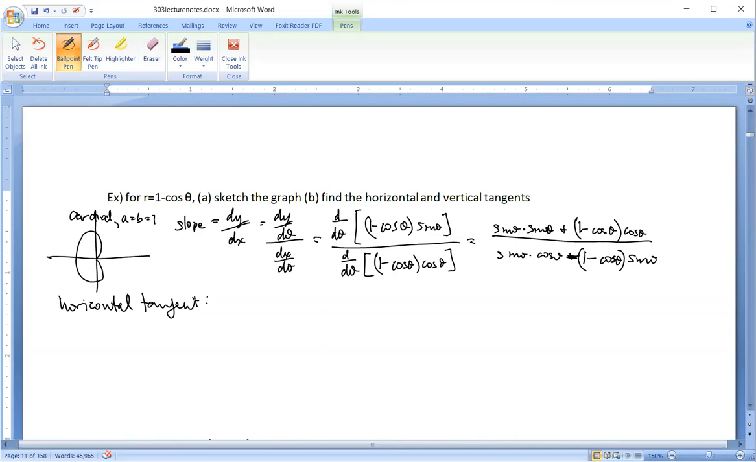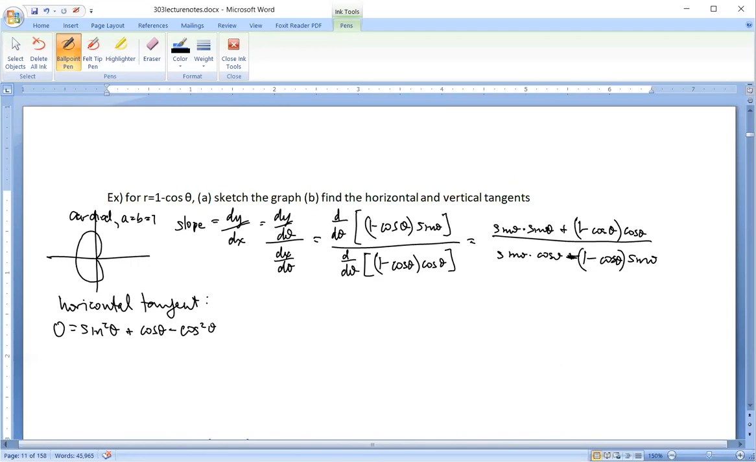Horizontal tangent, we need the numerator to be 0. So you get sine squared theta plus a cos theta minus a cos squared theta. That's your numerator, and that's got to be 0. Okay. So how can we solve this out?